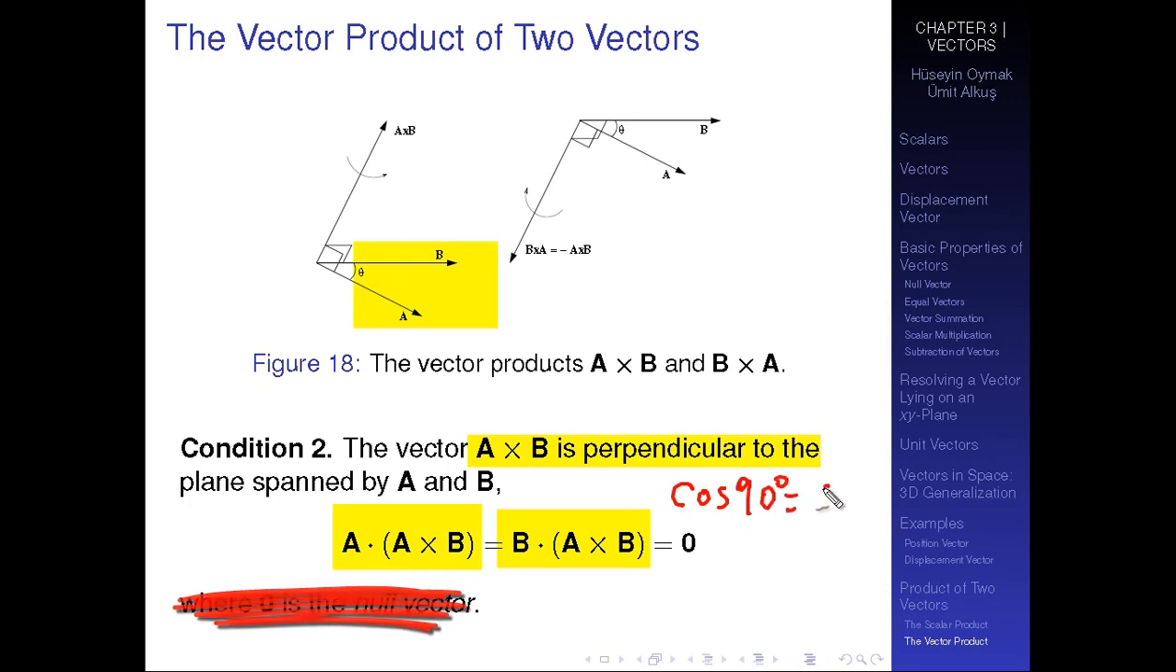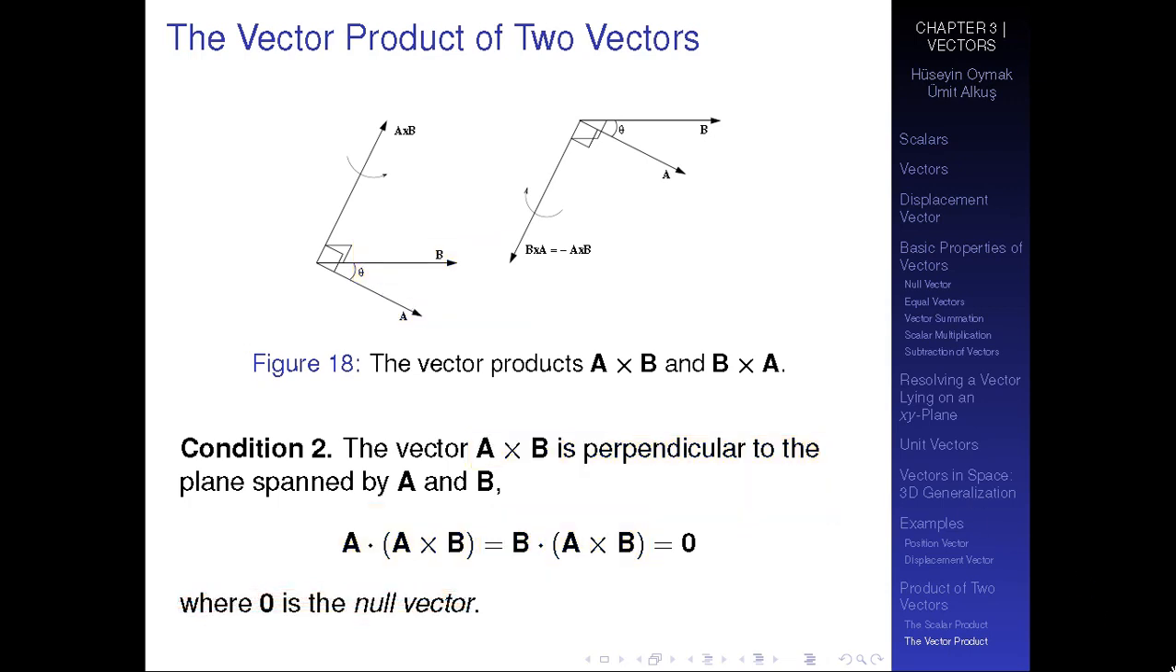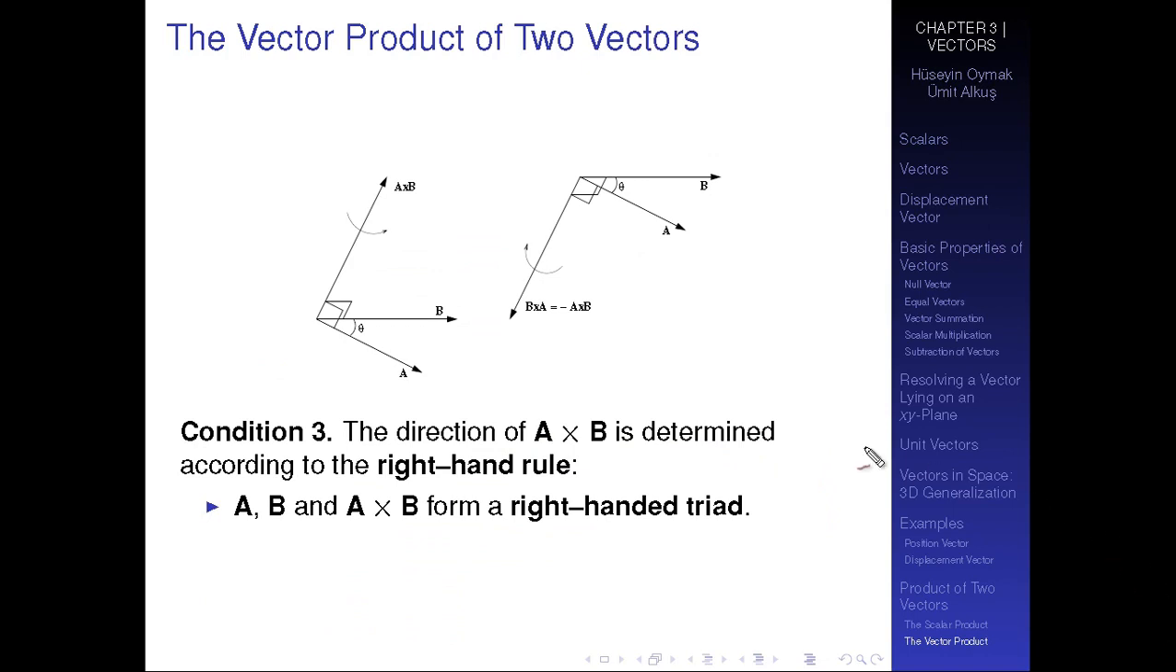And comes condition 3. The direction of A cross B is determined according to the right-hand rule, as we discussed earlier. Here, slide vector A and vector B parallel to themselves so that they touch tail to tail, like in the case of subtraction of two vectors. Then draw an imaginary perpendicular line to the point where their tails meet.